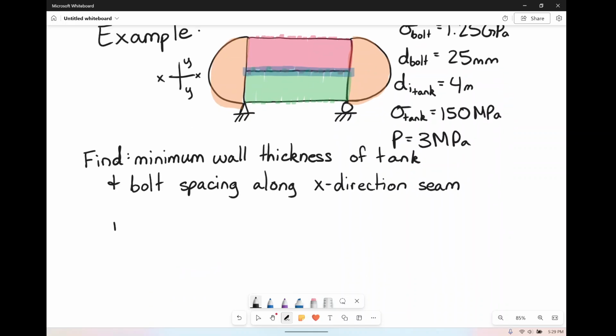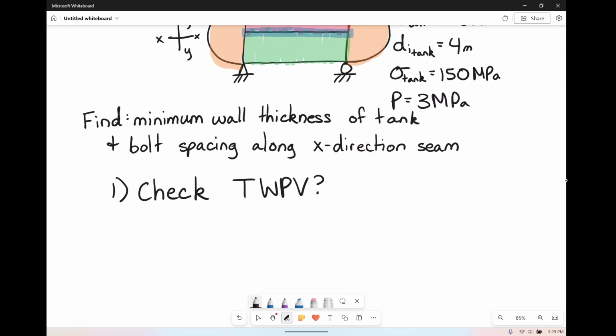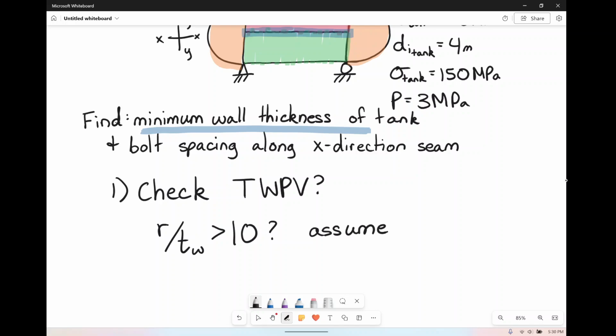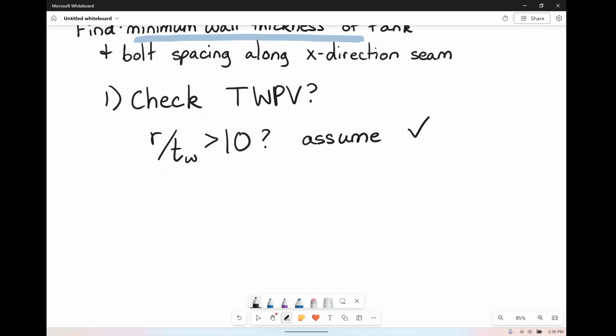So step number 1, we should always check to see if we're actually a thin wall pressure vessel, because if we don't qualify, you can't use these equations. Again, that equation is radius over thickness of the wall, using the inside radius. Well, we know our inside radius, but we don't know what the actual wall thickness is. So is it greater than 10? We don't actually know, so we just have to assume that we are, and then we'll come back and check. So again, we're making all of these assumptions first.